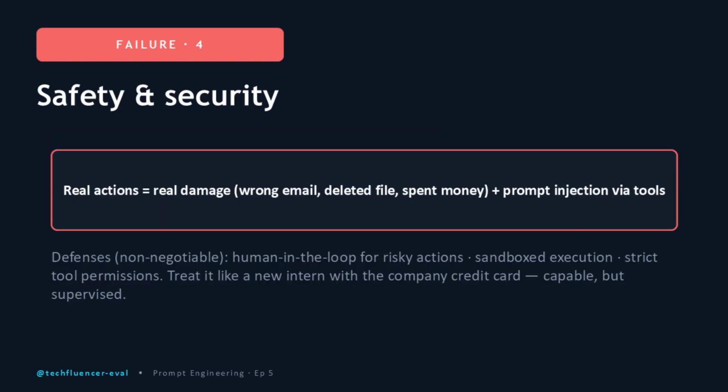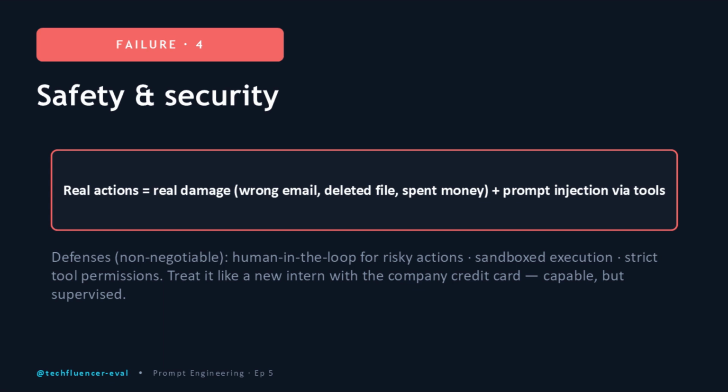Failure 4, and the one that should make you cautious, safety. An agent that can take real actions can also do real damage. Send the wrong email, delete the wrong file, spend real money. Worse, because it reads external content, a malicious web page or document can carry a prompt injection that hijacks the agent and turns its own tools against you. The defenses are non-negotiable. A human in the loop for risky actions, sandboxed execution, and strict permissions on every tool. Treat an autonomous agent with real tools the way you treat a new intern with your company credit card.